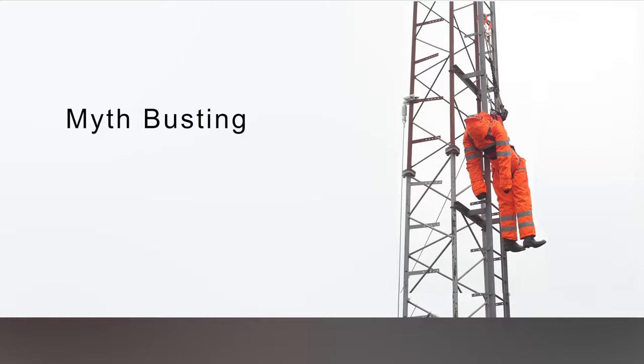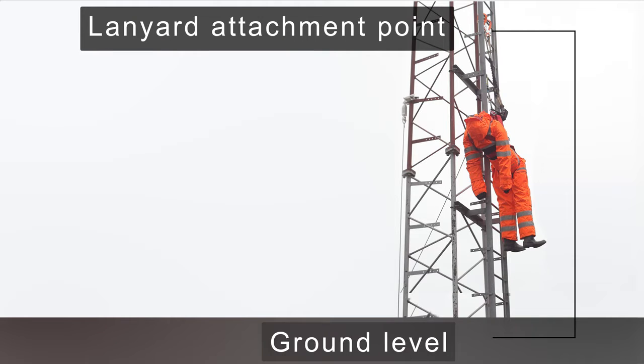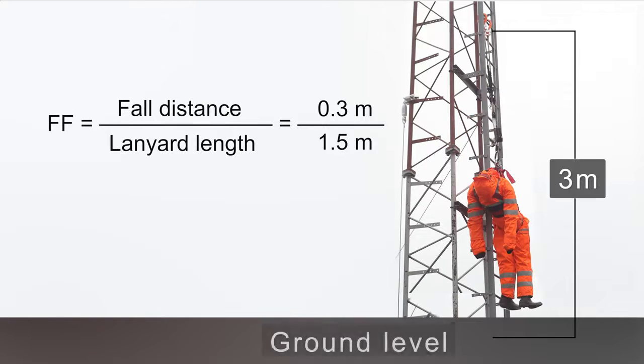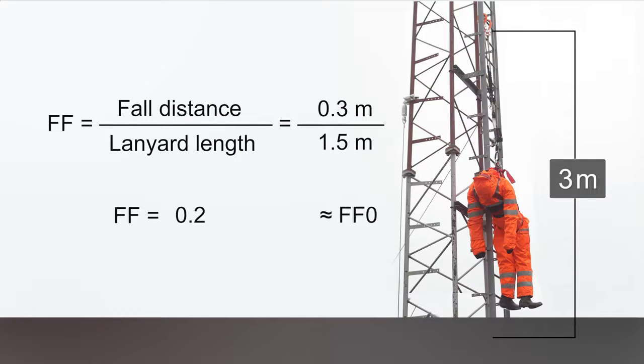Myth busting. Clearance distance requirements are always based on the worst case scenario, which is a fall factor 2. If used correctly, the calculations show that even at a height of 3 metres, shock absorbing lanyards like this can be an effective method of minimising the chance of the user hitting the ground and sustaining serious injuries.